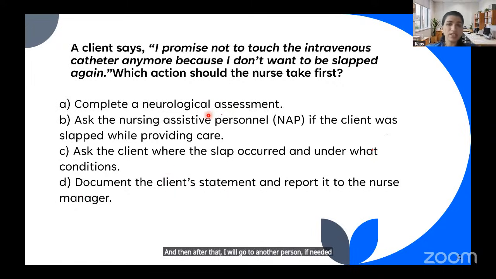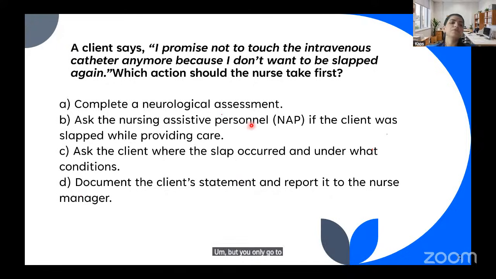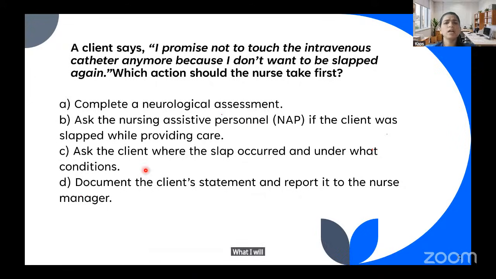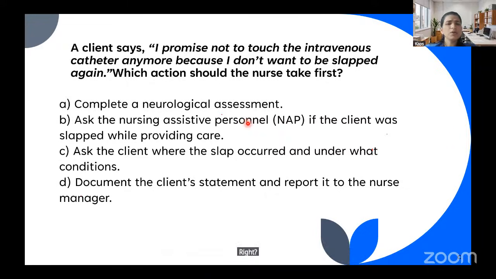Usually it's not needed. After you collect the information, you simply report it to your supervisor. But you only go to another person if there is something you need to ask. In this scenario, I'm not going to confront. What I will do is gather the data and tell my nursing supervisor, so my nursing supervisor can collect the data from the other NAP about what exactly happened at that time. So this is how you think critically again. Practically, you put yourself in that situation.